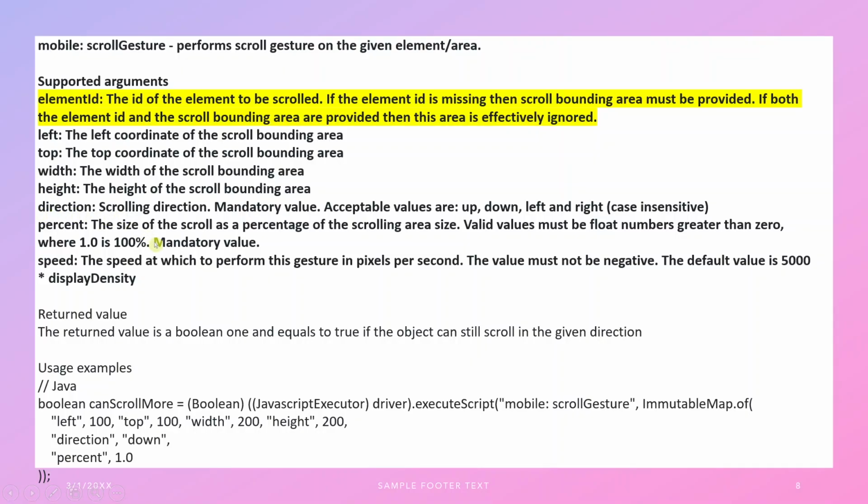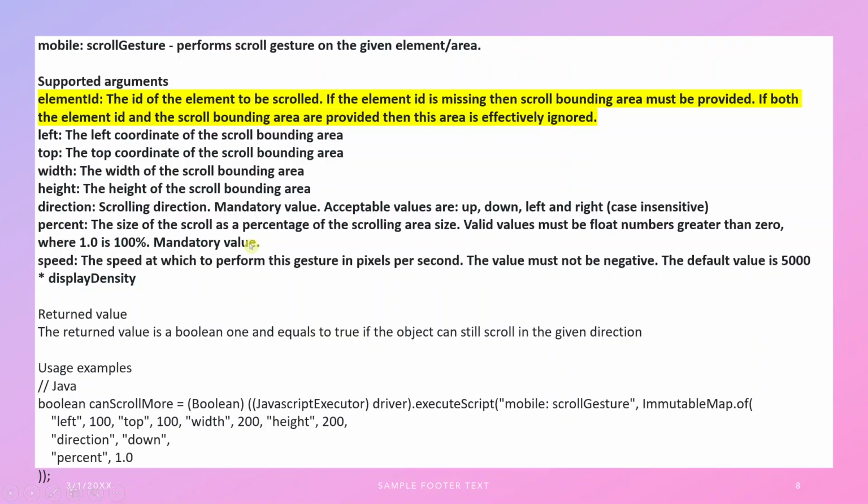Now we go for the next argument, direction. Direction specifies the scrolling direction, and it is a mandatory value. It accepts the values up, down, left, right. We need to provide these values here. It is case insensitive and mandatory. The next one is percent. What is the percent argument? The size of the scroll as a percent of the scrolling area size. Valid values are float numbers greater than 0, and 1.0 is 100%. It is a mandatory value here.